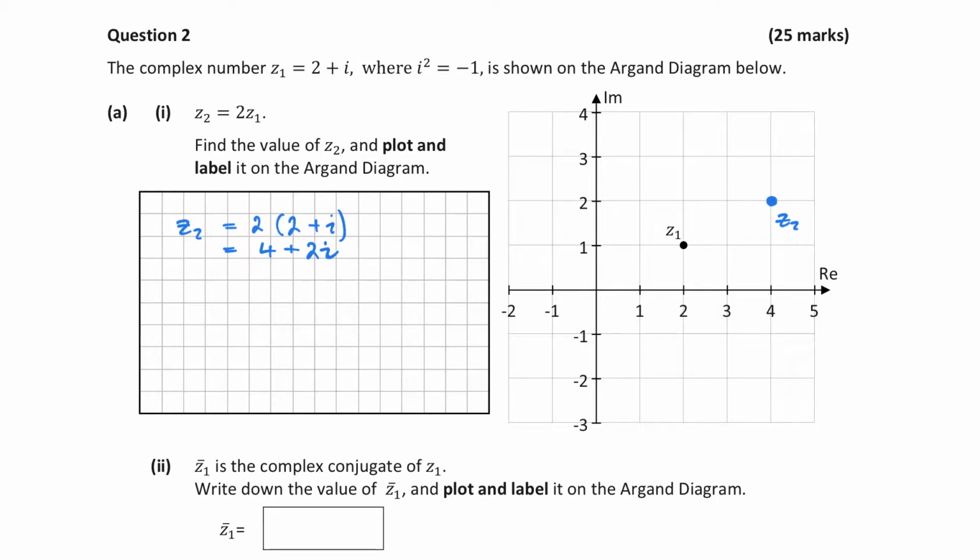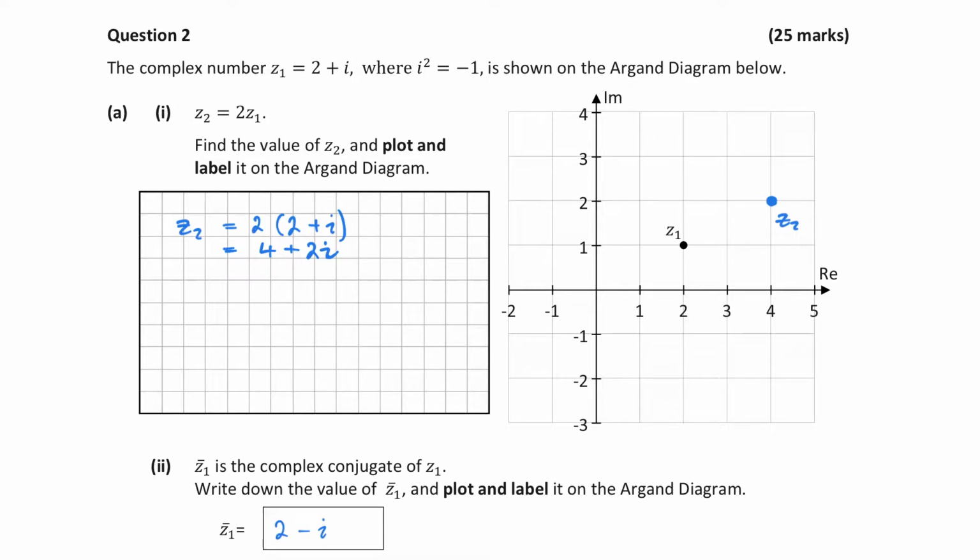Okay, so the second part of this question, it says z1 bar is the complex conjugate of z1. Write down the value of the conjugate of z1, and plot and label it on the Argand diagram. So in order to do that, we need to take z1, which was 2 plus i. If we're going to get the conjugate of it, all that means is that we change the imaginary part from a positive to a negative. So we just change the sign of the imaginary part. So that used to be 2 plus i, and now it's going to change to 2 minus i.